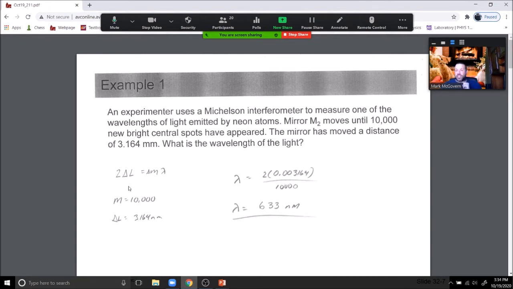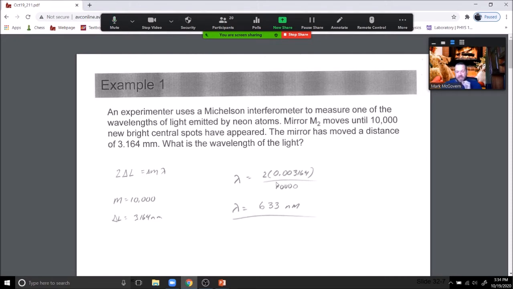We're using the constructive interference relationship because we have bright spots, right? So the change in the order is going to relate to a change in the distance. That's the idea. If you have different orders, you have to do that by having different distances. In this case, delta M is 10,000. So we're going to solve for lambda here.